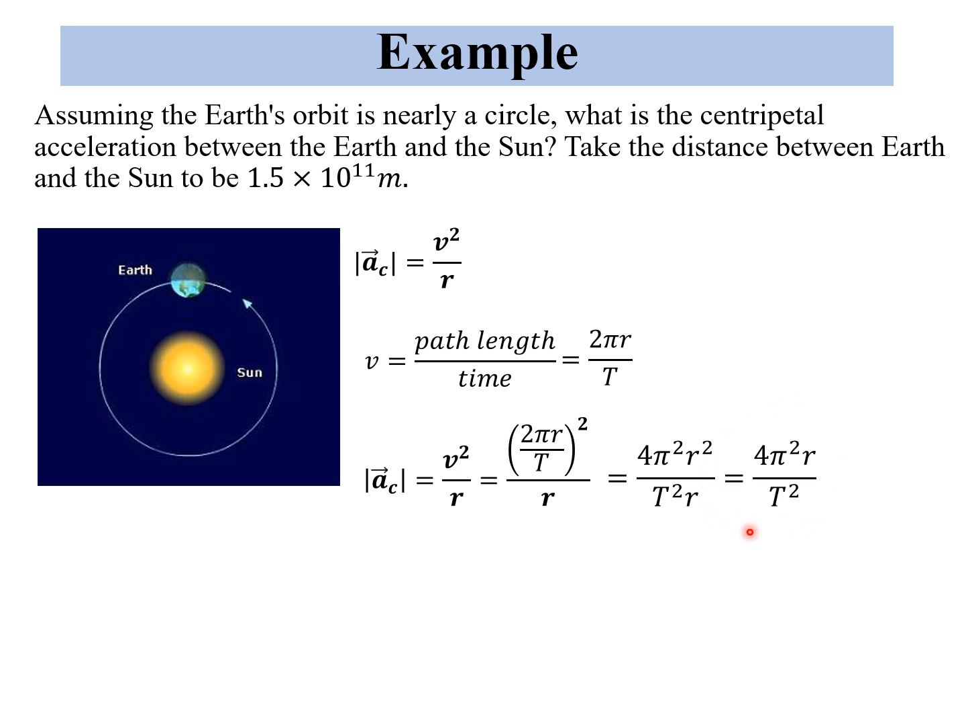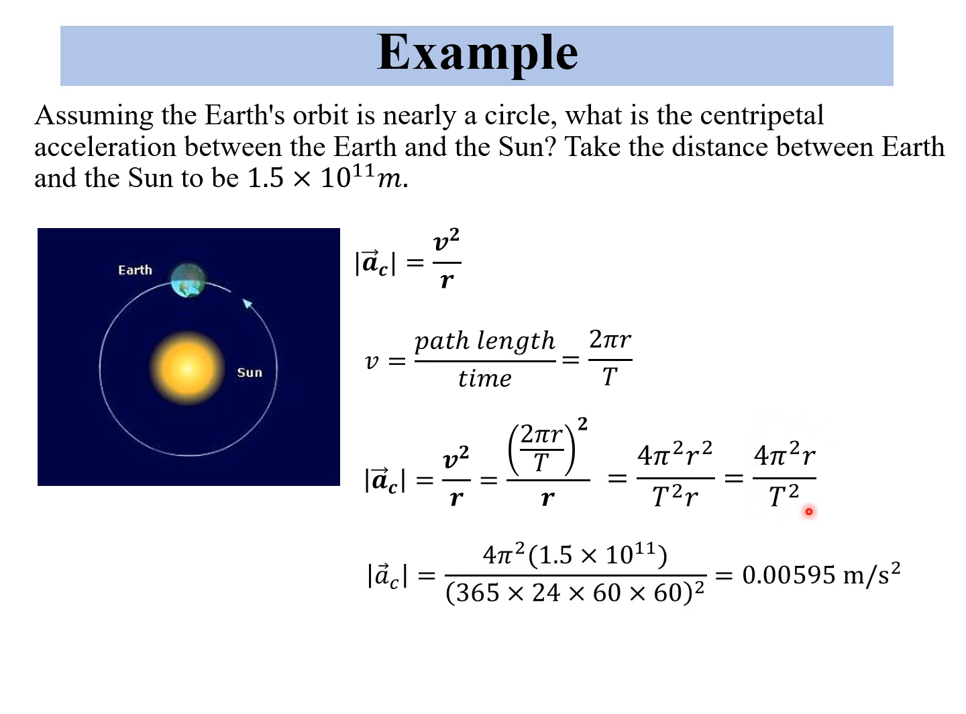and this is the simplified version. Now I can plug in the numbers because the only thing I need to know is r and t. Well, r I know, t I just need to calculate it in terms of seconds, and the centripetal acceleration comes out to about 0.00595 meters per second squared. So this is the acceleration of the Earth towards the Sun as it orbits.